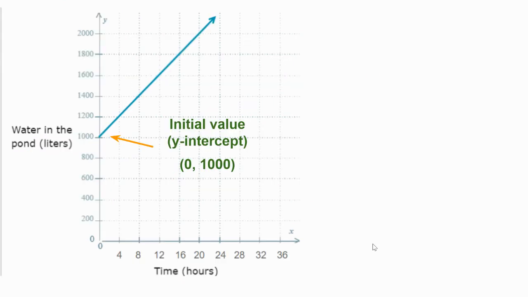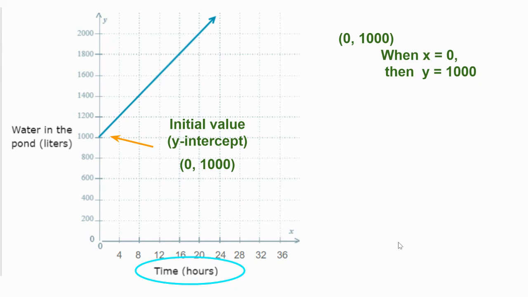Let's look at this one. Now, this one has an initial value of (0, 1000) right there. 0 for x and y is 1000. What does that mean in terms of the problem? Again, let's look at the axes. The x-axis is time. Still, x is 0. Remember, the y-intercept is always when x is 0. So when the time is 0, at the start, at 0 hours, that's when we started.